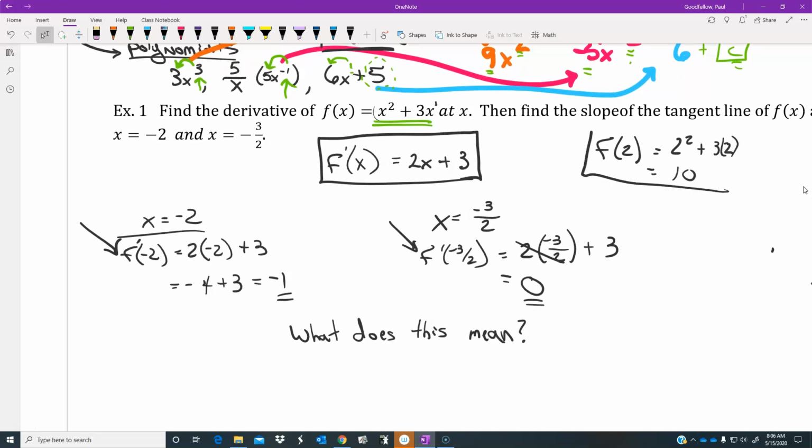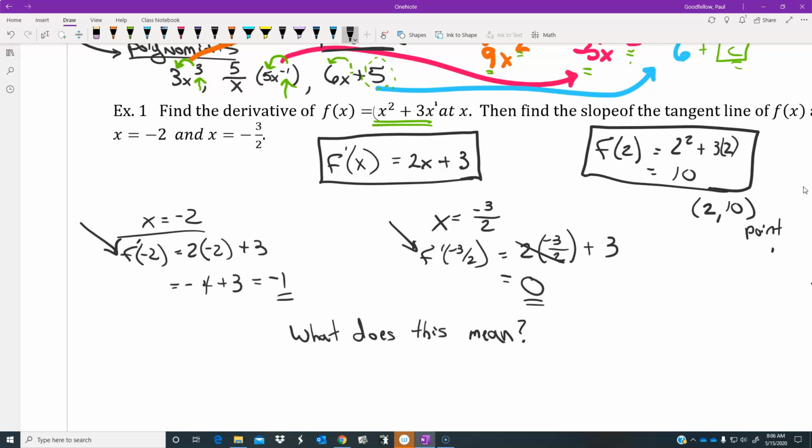This is completely different from what I'm finding down here. When I'm doing it just with the original function, I'm plugging in a domain of 2, and I'm getting out a range of 10, and this constitutes a point that's on the original function.